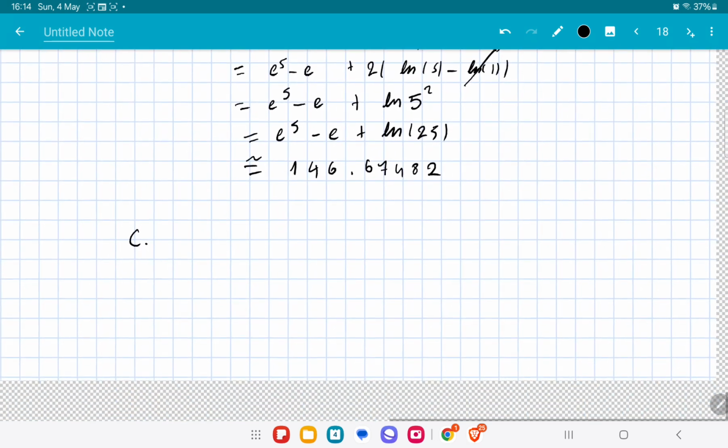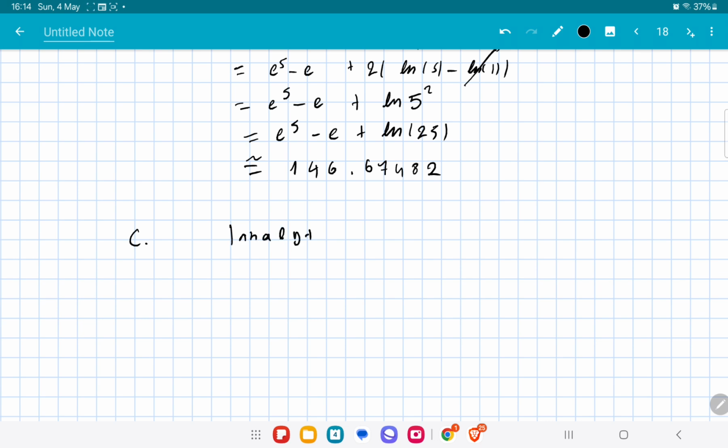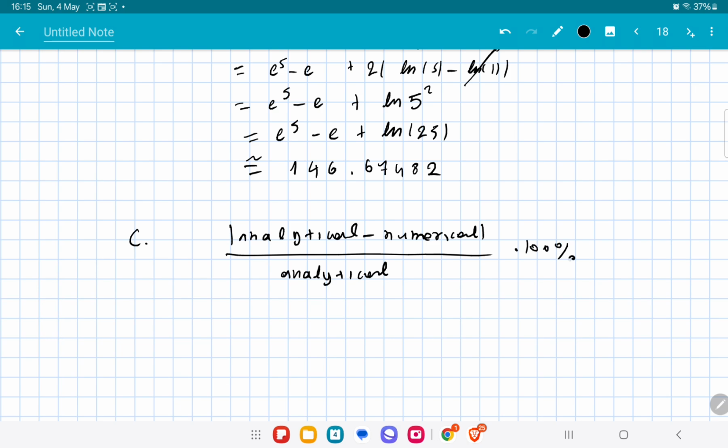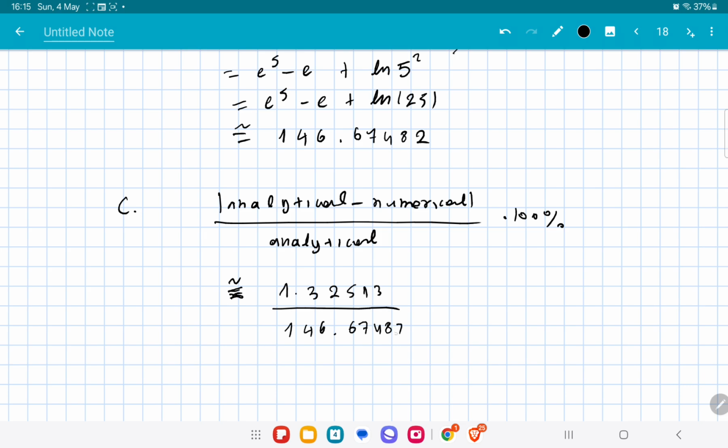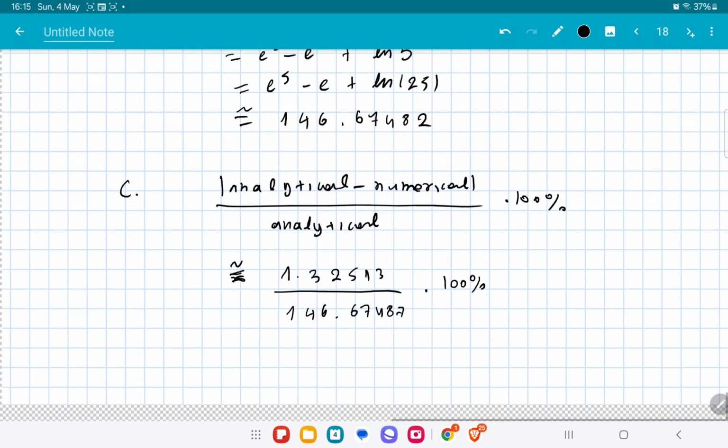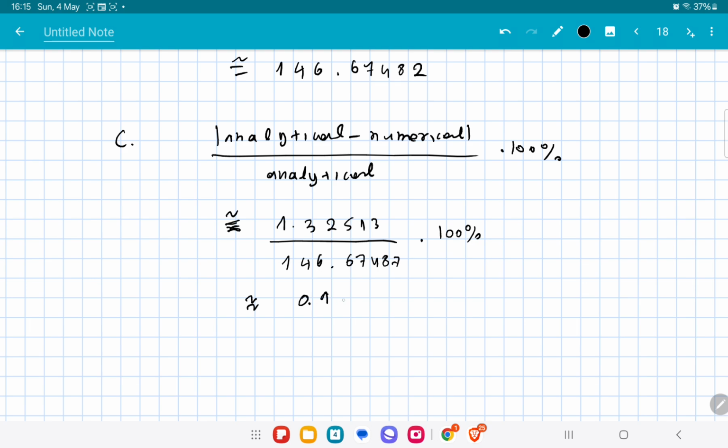And let's take the difference between analytical minus numerical over analytical times 100%. That is going to be roughly 1.32513 over 146.67487 times 100%. It's going to be roughly 0.9%.